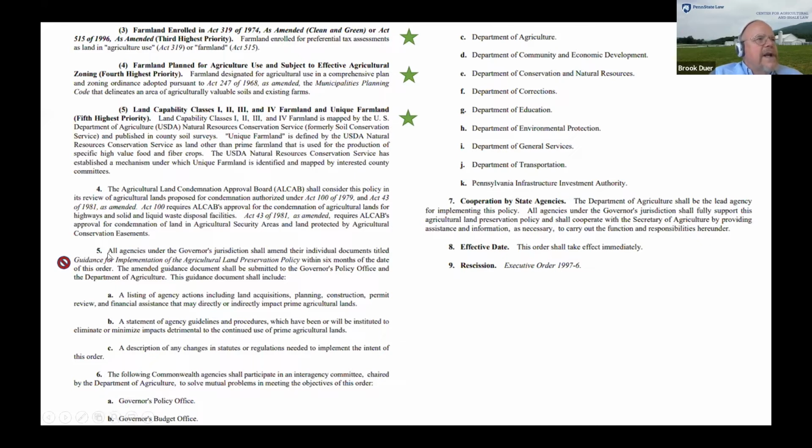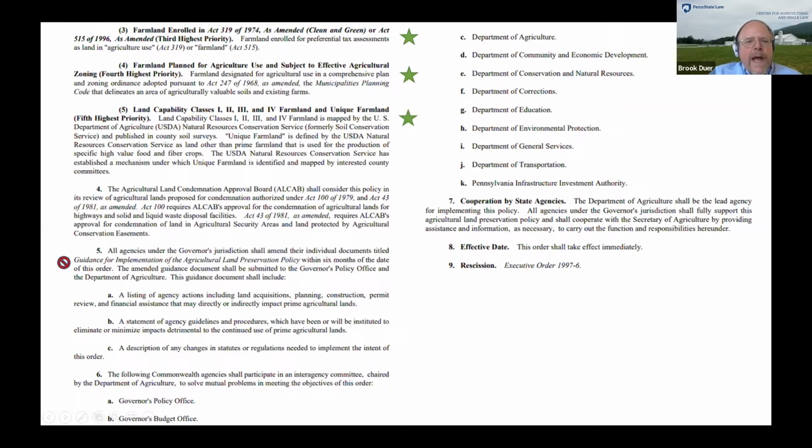One thing you should note in here that does not exist, and I think this is maybe page 4 of the executive order, is that it says all agencies under the governor's jurisdiction shall amend their individual documents titled Guidance for Implementation of the Agricultural Land Preservation Policy. Now, I can tell you that in my years at the Department of Agriculture, all 12 of them, I never ran across a document called that. So I'll just leave it at that. I highly doubt that there is the residue of any such document at any other executive agency, and perhaps it's time to dust those things off.